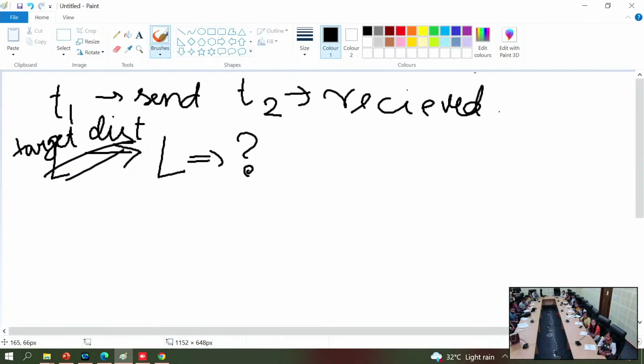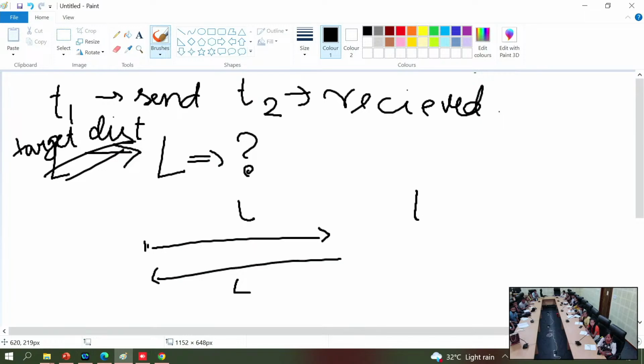Okay, target distance L we don't know. So what happens here? We have sent at T1, received at T2. So the signal has gone L, come back L in the time T2 minus T1, correct? Yeah, I have sent at 1 o'clock, I have received 1 minute afterwards. So then 1 minus 1 o'clock will be 1 minute, that time period, right?